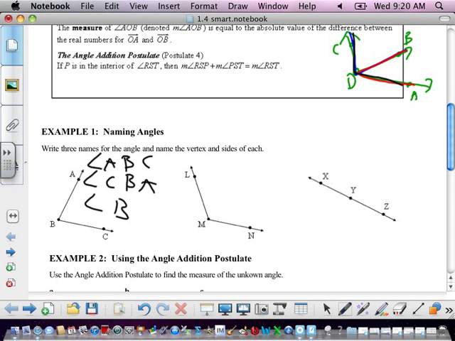Okay. Somebody give me a name for the next angle. Yes, Dana. Angle LMN. LMN. Somebody else. Quentin. Angle NML. NML. One last one. Samantha? Angle M. Very rarely can you use angle M. I could use it in this case because there are no other angles up there.